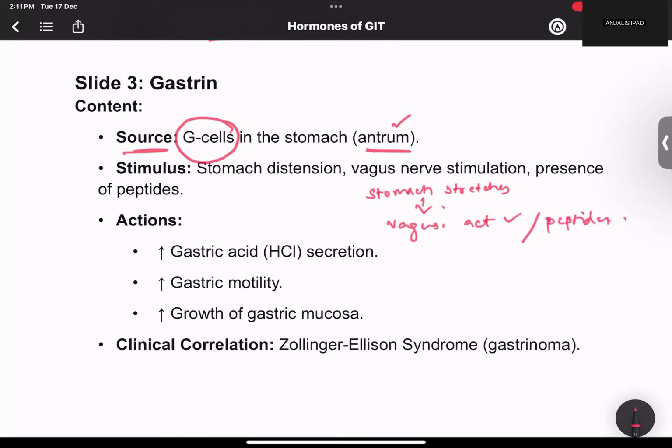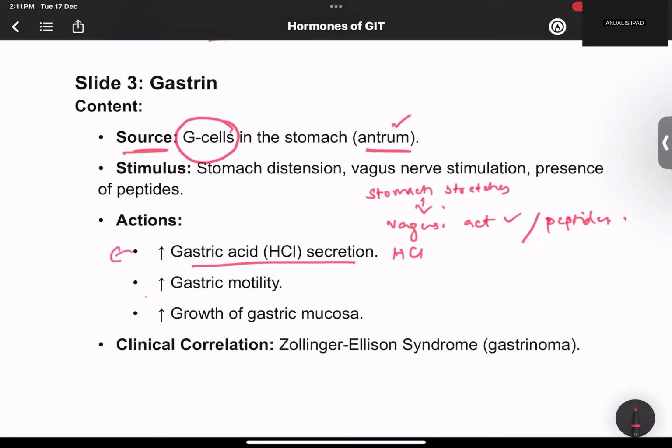Now, what are the actions? Gastrin has three main actions. The first action is that it increases gastric acid, HCl, secretion. This is crucial for protein digestion.